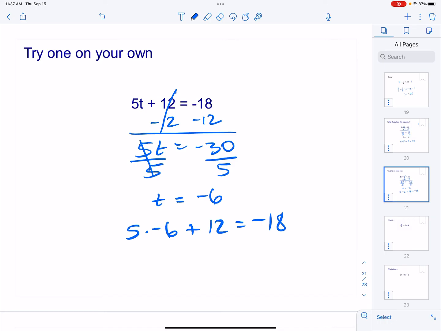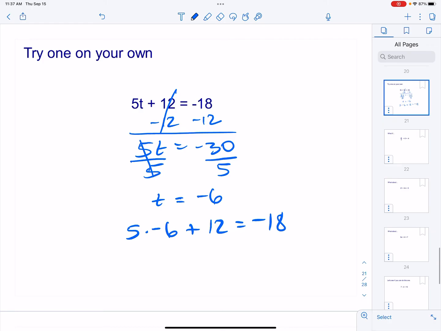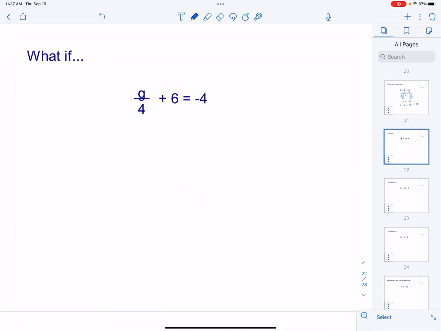Okay, so let's look at just a couple more problems. Got just a couple more here that we'll look at, just different variations to make sure we understand how to do it before we end this video. So what if I have a divide by? Okay, well, we start off the same exact way. We start off by getting rid of that plus 6. We do that by doing a minus 6. So I do a minus 6 on both sides.